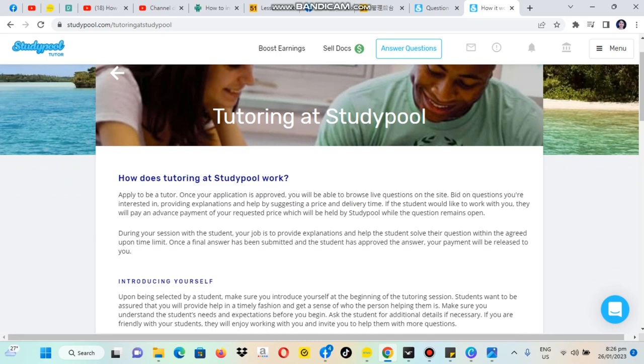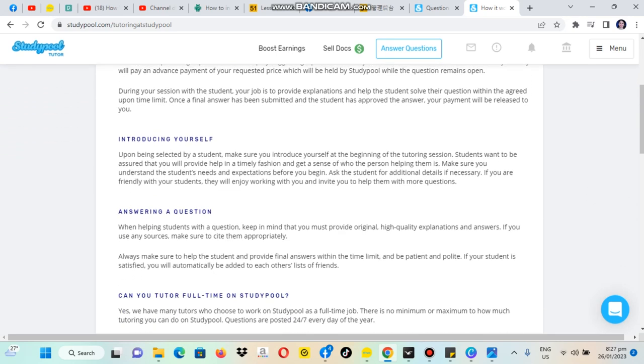During the session with the student, your job is to provide explanation and help the student solve the question within the agreed upon limit. Once a final answer has been submitted and the student has approved it, your payment will be released to you. So, introducing yourself.